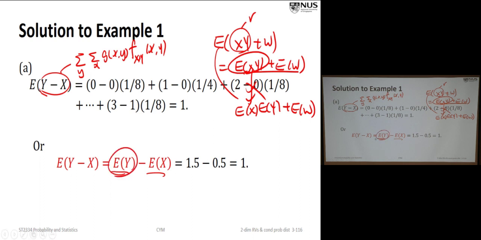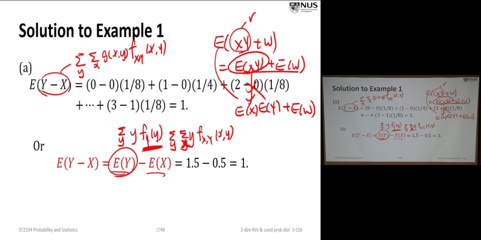And how to get this? There are two ways to do it. One is to get the marginal of y, then multiply y and sum over y. Right? Of course, you need to work out this part. But what is the second way? Treat y as a function of xy and multiply the joint PDF f of xy, sum over y. It's better to sum over x first, and then sum over y.